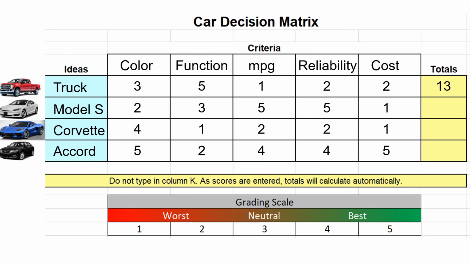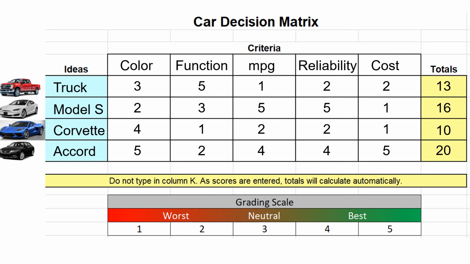In the decision matrix that we give you for the puzzle cube assignment and all the other decision matrices, this yellow column says do not type in column K. As scores are entered, totals will calculate automatically. This is an Excel file that has a function in there that adds all the totals together. So as you can see, the Honda Accord wins.